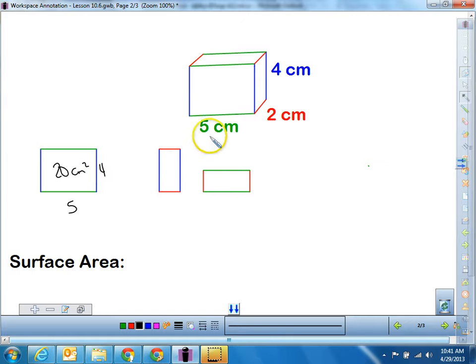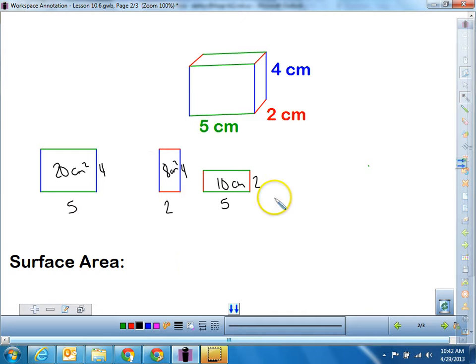Now this face here comes from the side, the right side, and there would be a matching one on the left side that we can't see. That comes from taking 2, our width, times our height, which was 4. So 2 times 4 gives us 8 centimeters squared as the area of this one, and 8 for the one over here. And this last one is our top and our bottom, underneath that we can't see. Again, it's our length, which is 5 centimeters, and our width, which is 2 centimeters. So 5 times 2 gives us an area of 10 centimeters squared.